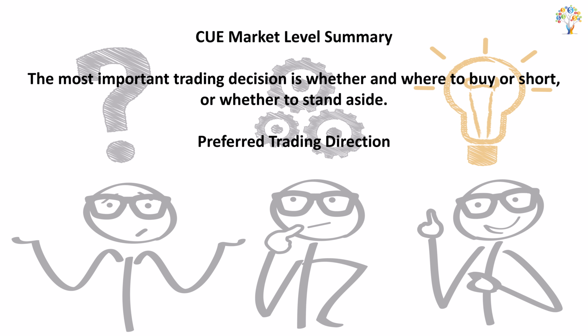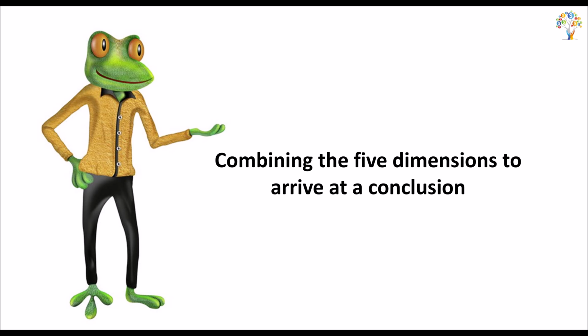That is whether and where to buy or short, or whether to stand aside to decide the preferred trading direction. Combining the 5 dimensions to arrive at a conclusion. Dollar index indecisive, mega cap index indecisive. Market breadth, Hindenburgs are concerning.